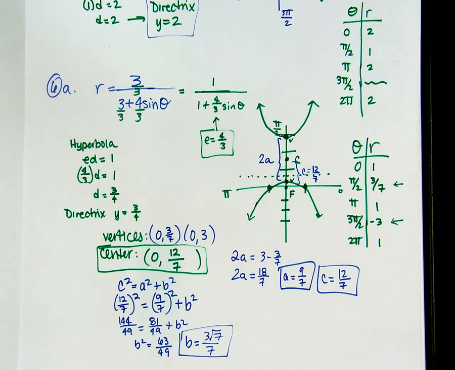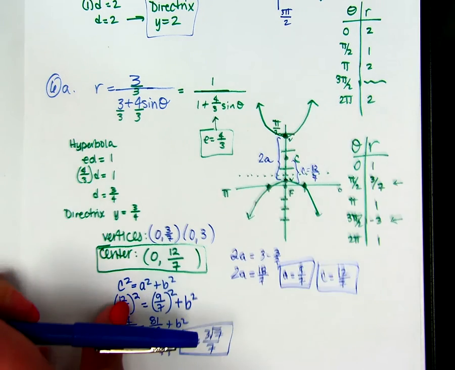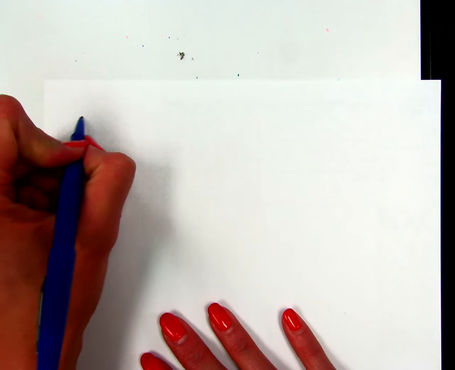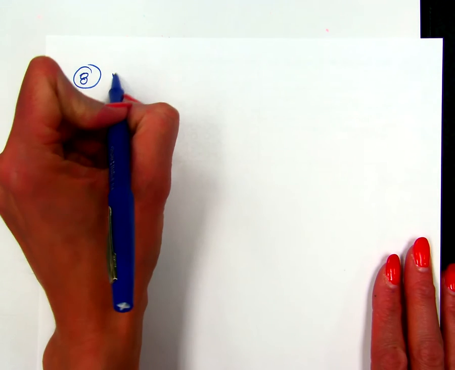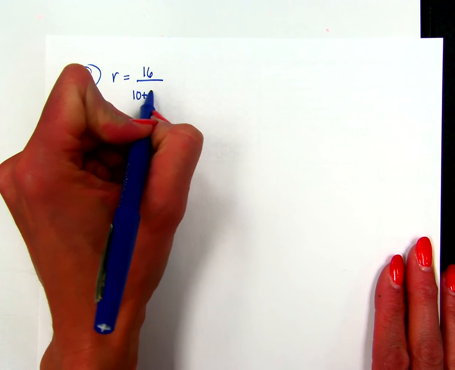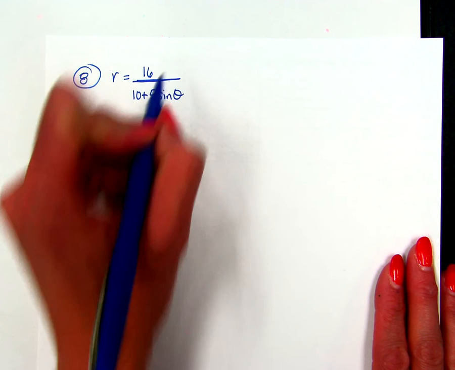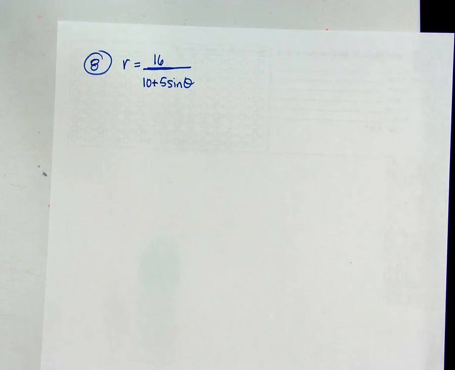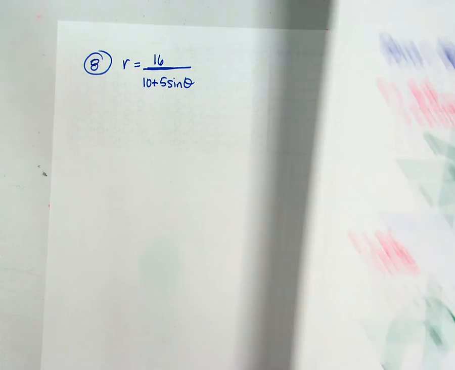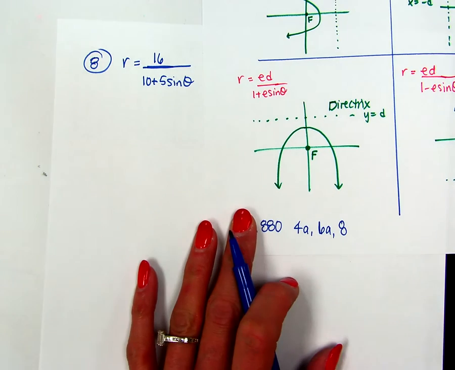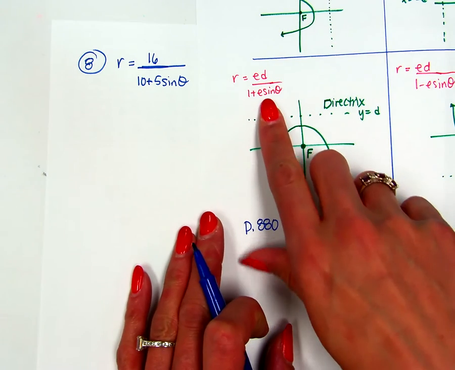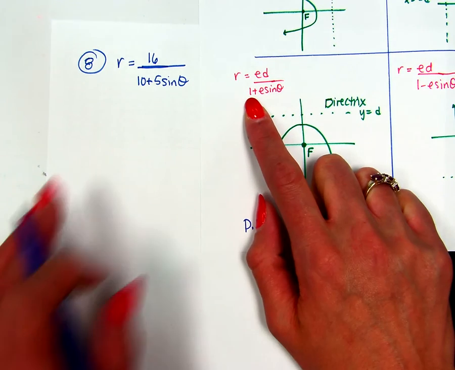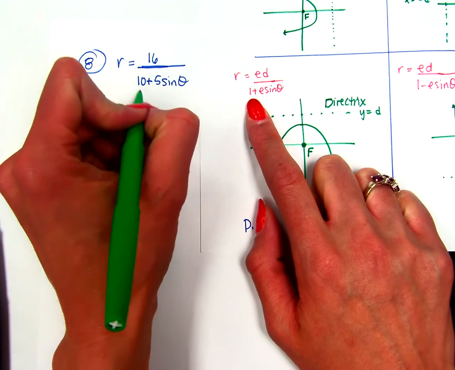All right, last problem is problem number 8. And problem number 8 gives us r equals 16/(10 plus 5 sine theta). Oh, I didn't mean to pick all the ones that kind of matched up with the same generic equation, but you get the idea of what to do. All right, so this one matches here. Right? We know that this should equal 1 at the beginning, which it doesn't, so that means we need to divide everything by 10.